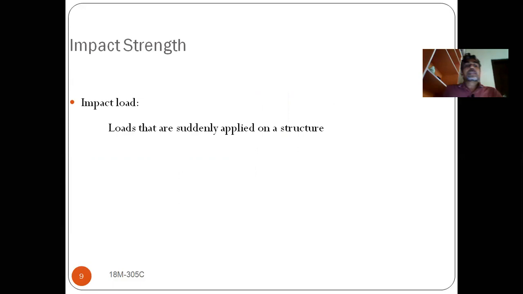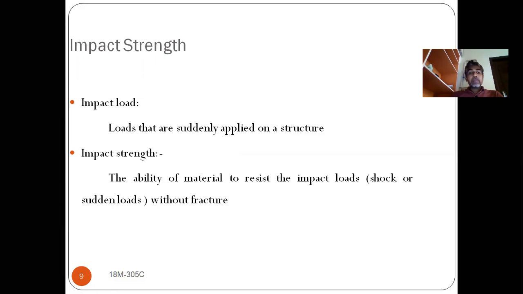And the next one is impact strength. If you come to the impact strength, first we should understand what is meant by impact load. Impact load is nothing but loads that are applied suddenly. Okay. So when you apply loads suddenly, then it is called impact load. So what is meant by impact strength? It is the ability of the material to resist impact loads without fracture.